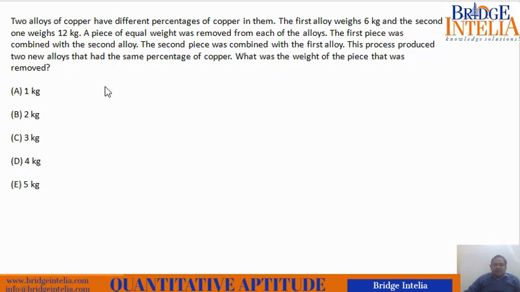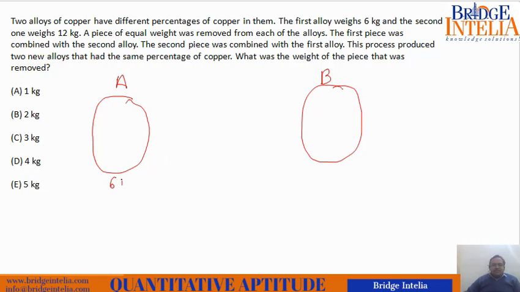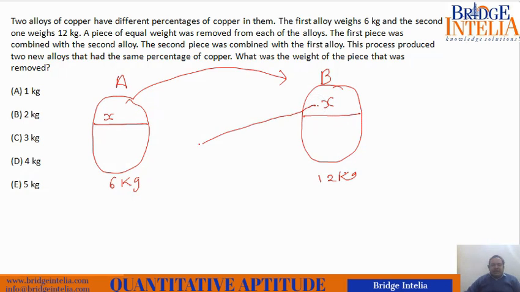Very good question. Let's understand what this question is trying to convey. So 2 alloys of copper. Alloy basically means a mixture of 2 or more metals. So you have 2 alloys, A and B. The first alloy weighs 6 kg and the second one weighs 12 kg. A piece of equal weight was removed from each of the alloys. So x kg from here was removed and added here, whereas this part was removed from here and added here.